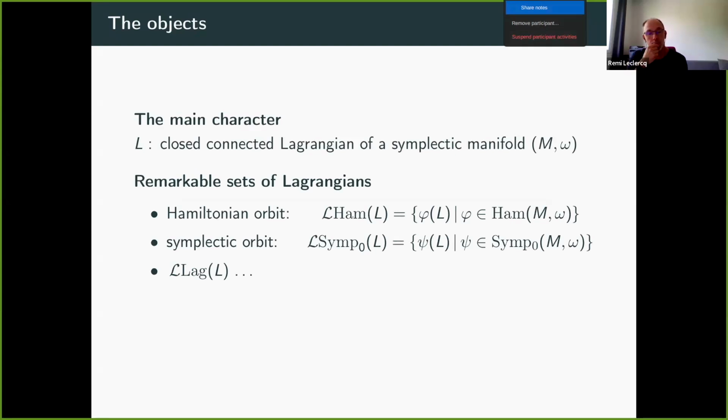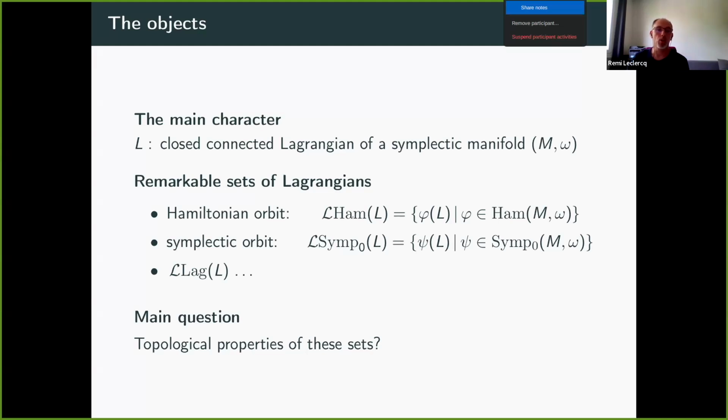What's going to appear a lot is the Hamiltonian orbit of L. Now L is a Lagrangian which is fixed. By Hamiltonian orbit, I mean the image of L by any Hamiltonian diffeomorphism; the symplectic orbit, the image of L by any symplectomorphism, or here I wrote Symp zero, the connected component of the identity. And then there will be other sets which I will introduce later. With this notation, it's the set of Lagrangians which are isotopic to L via Lagrangian isotopy. So we'll have a couple of sets like this, and the main question is to understand their topological properties.